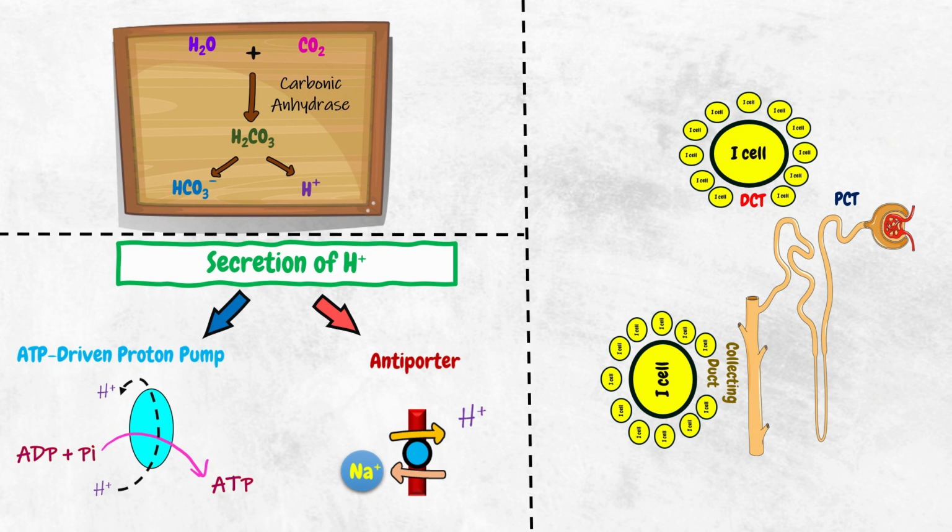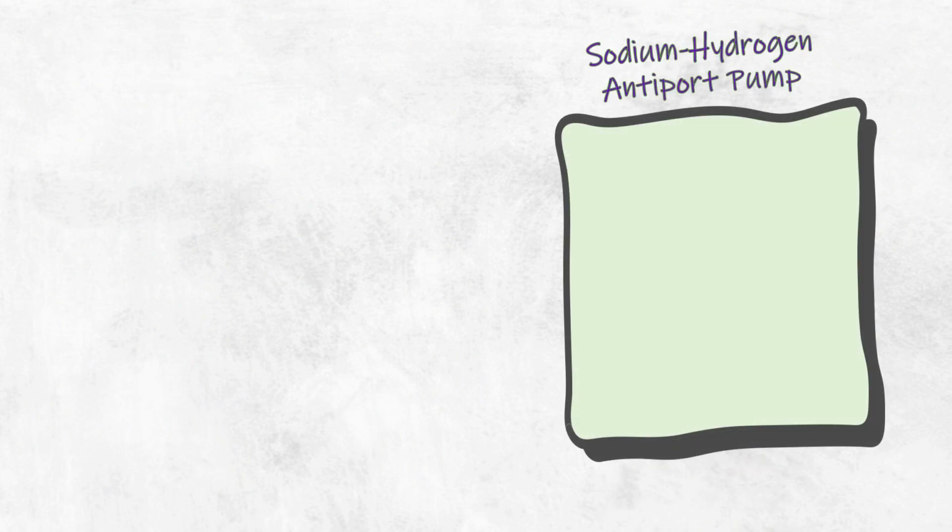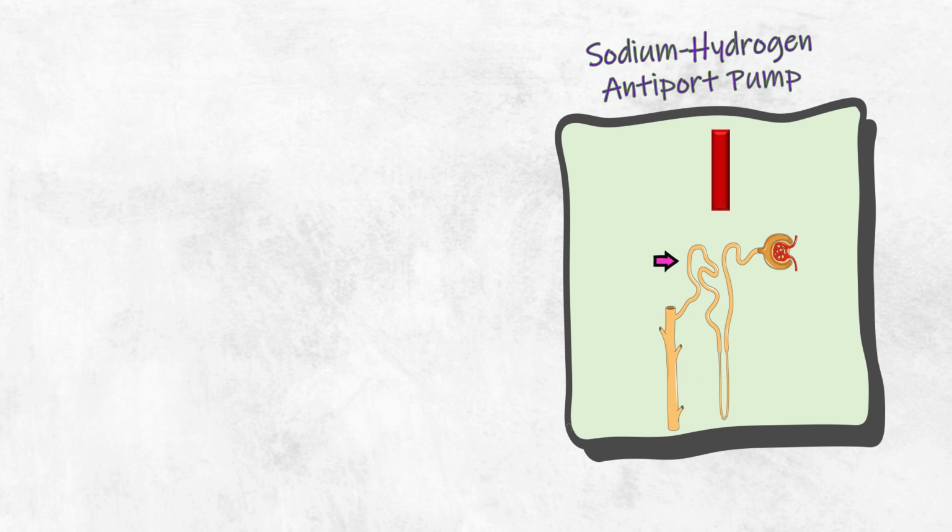Moving towards sodium-hydrogen antiport pump. Well, sodium-hydrogen pump occurs in the distal convoluted tubule. When sodium ion is reabsorbed from the tubular fluid into the tubular cell, hydrogen ion is secreted from the cell into the tubular fluid in exchange for sodium ion. The sodium-hydrogen antiport pump present in the tubules is responsible for the exchange of sodium ion and hydrogen ion. This type of sodium-hydrogen countertransport occurs predominantly in distal convoluted tubule.